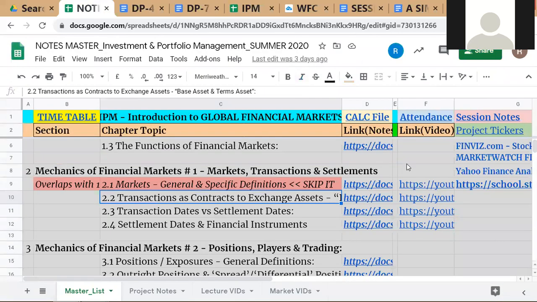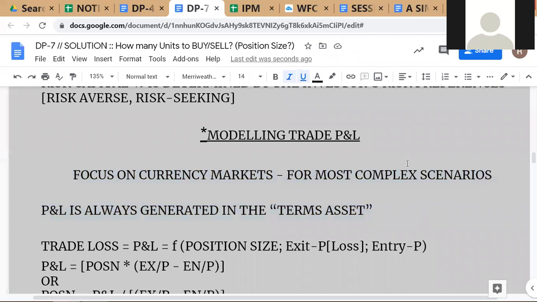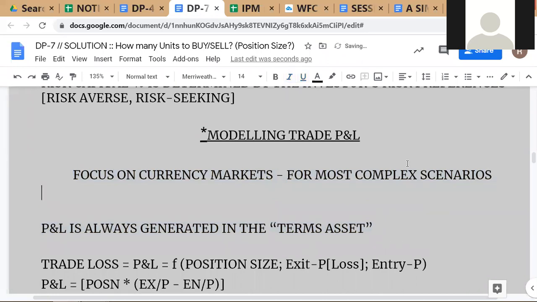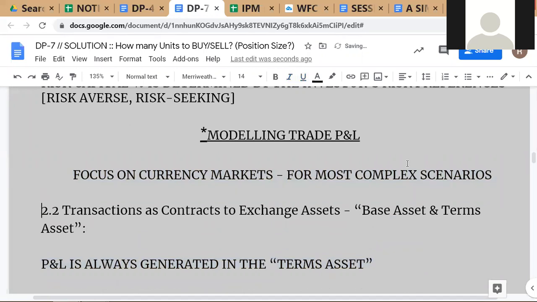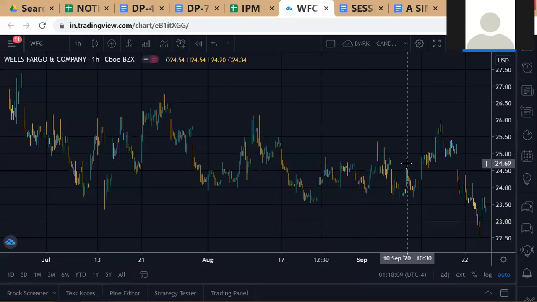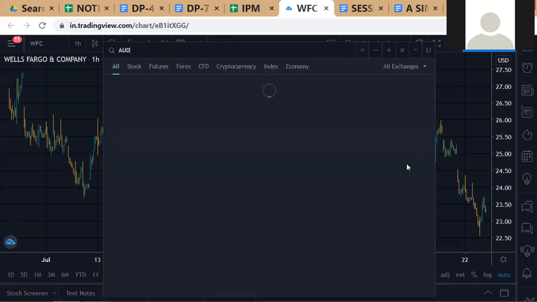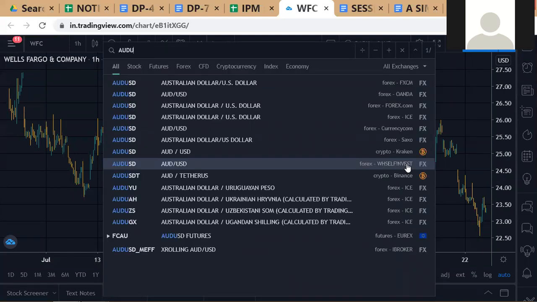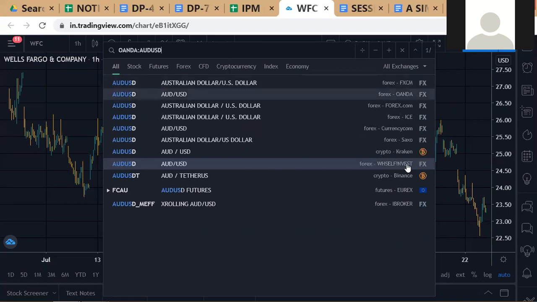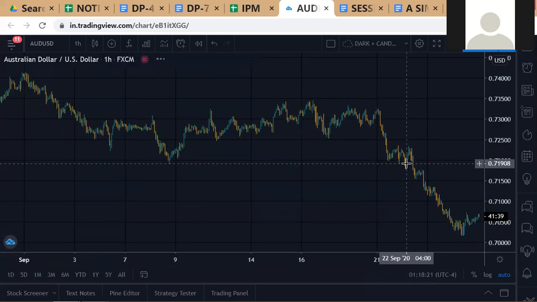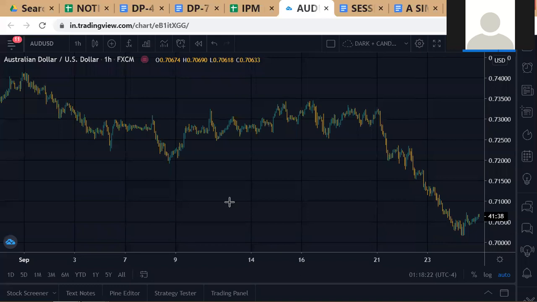Here, transactions as contracts to exchange assets. I am focusing you on these two terms. We have to make sure that we always understand what is a base asset and what is a terms asset. Let's go to currency markets now. Our first example is actually Aussie US. That's called Aussie in the currency markets.